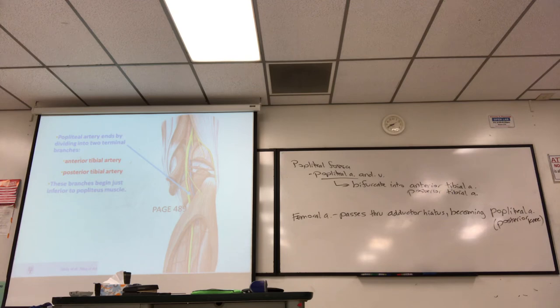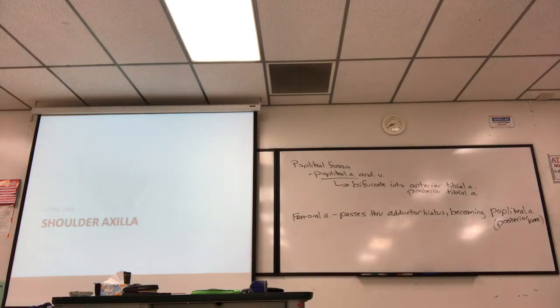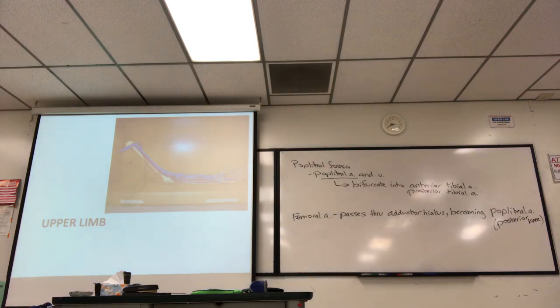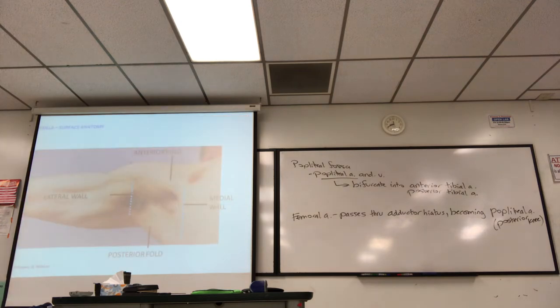So what I want to do now is go back up to the upper limb and talk about the blood vessels of the shoulder. Finish up here. We've got upper limb, lower limb. There's a nice picture of one of our upper limb models, and we have a lot of them. The upper limb has different regions. You've got the shoulder, and the armpit or axilla region. A student should learn what the axilla is. Okay, it's literally your armpit.